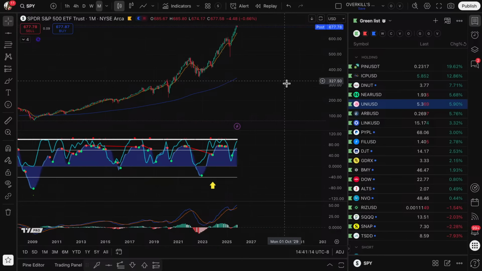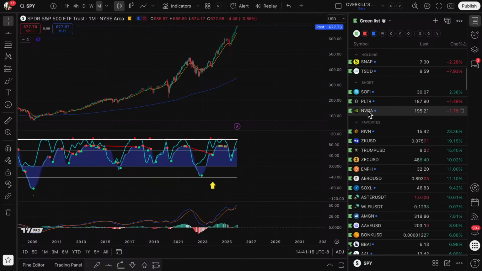So I'm sitting pretty heavy in cash. I do have some short positions on NVIDIA. I know everyone's calling me crazy for shorting NVIDIA. PLTR, SoFi, I'm shorting those stocks. I'm also shorting Tesla with TSDD. But again, those are for a year and a half out right now. I got a year and a half, 12 candles to go.